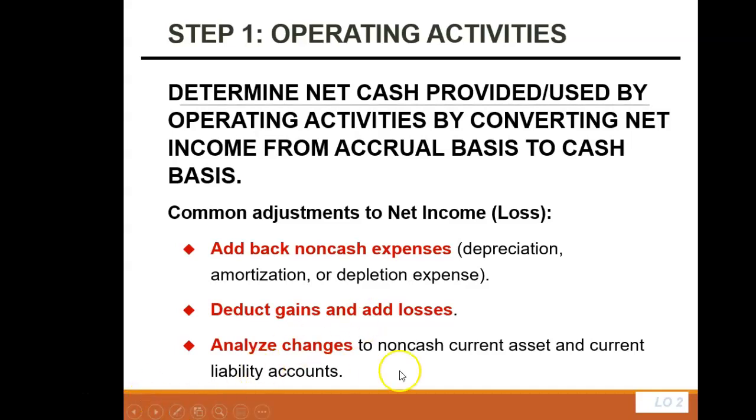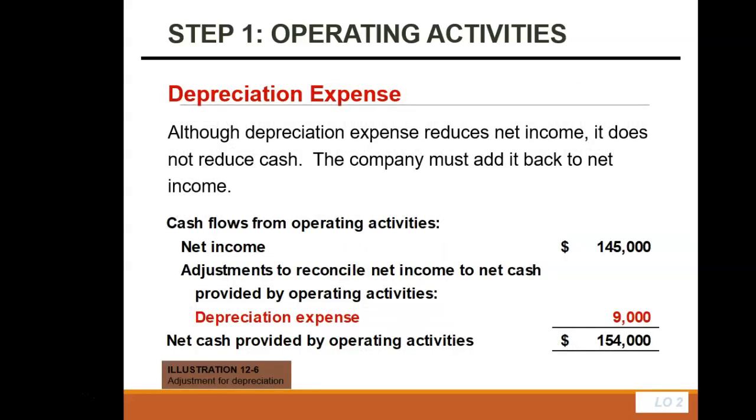We'll then look at all of the changes in our non-cash current assets. Notice it says non-cash. And all of our current liabilities. Based upon whether these accounts increase or decrease, that will indicate we're going to add them to the accrual-based net income or subtract them from the accrual-based net income. Ready to get started? Let's go.